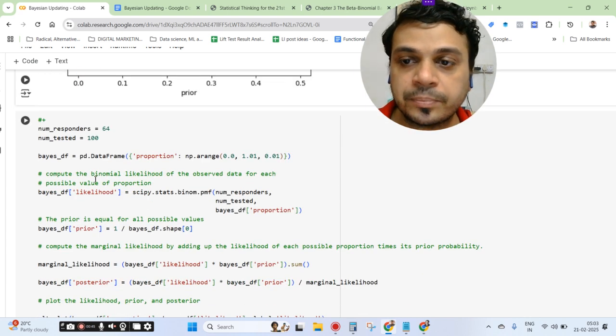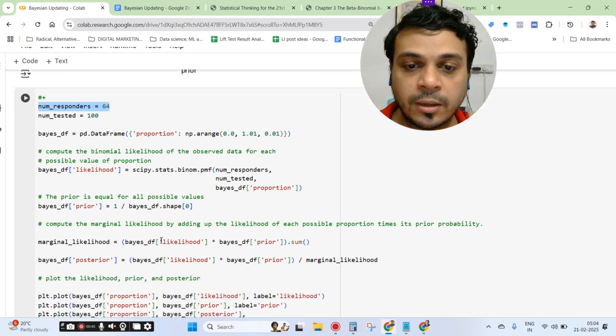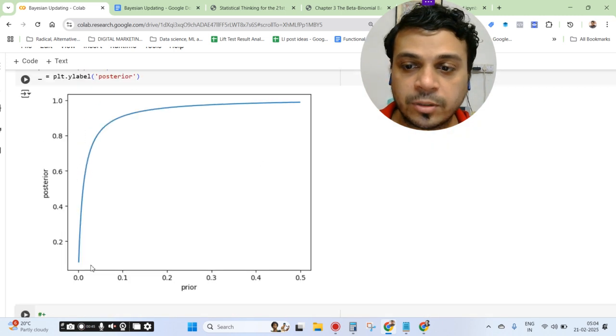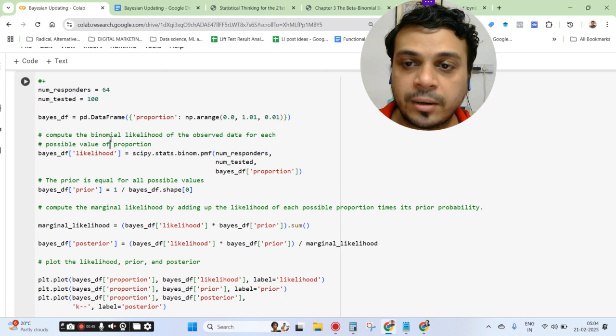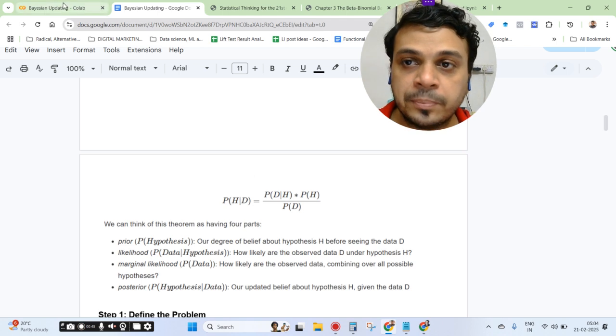So now what we're going to see is that the values have now changed. So we have the number of responders as 64, and the number of people tested is 100. So now we're going to go to a case where we will have a uniform distribution of the prior, where the prior value is uniformly changing. And this time we're going to have the binomial likelihood for the observed data. So that's the probability of the data given the hypothesis. Remember, that is the definition of likelihood.